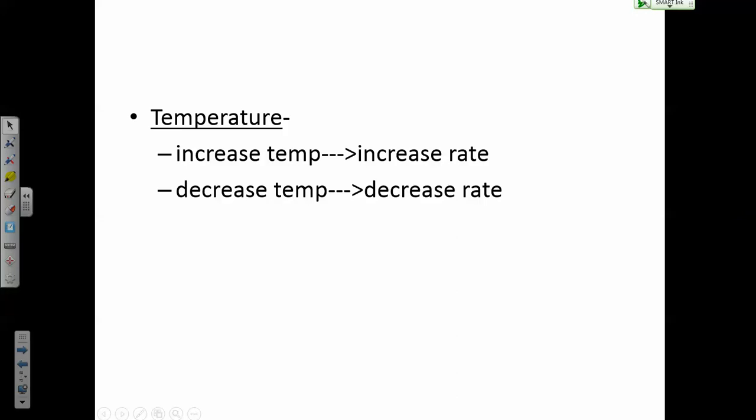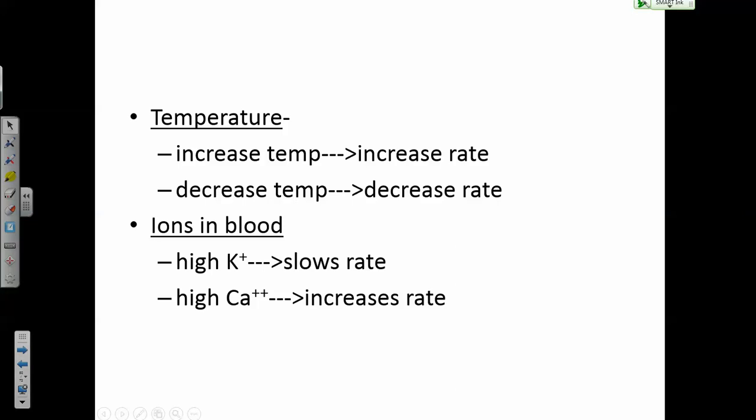Some other things that affect the cardiac center are body temperature. If your body temperature increases, that's going to activate the cardio accelerator center, so your heart rate will increase. If your body temperature drops, that will slow the rate. Some other things are various ions in your blood. Elevated potassium, you may just need to memorize this. Elevated potassium slows the rate.